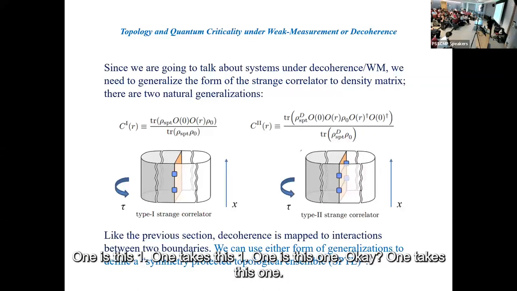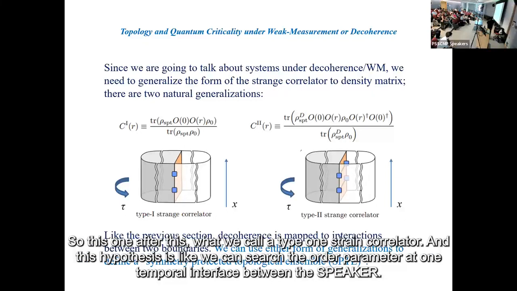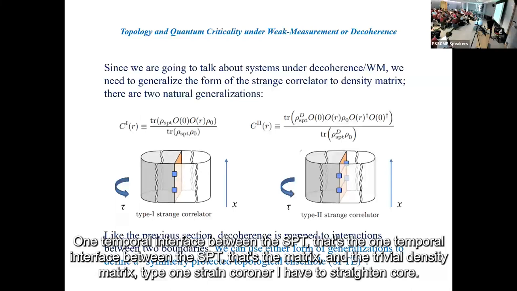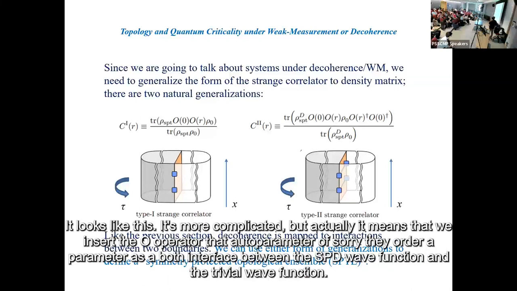One is this one, which we call a type one strain correlator. The type one strain correlator is like we insert the order parameter at one temporal interface between the SPT density matrix and the trivial density matrix. And a type two strain correlator looks like this. It's more complicated, but it means that we insert the O operator, the order parameter, at both interfaces between the SPT wave function and the trivial wave function.